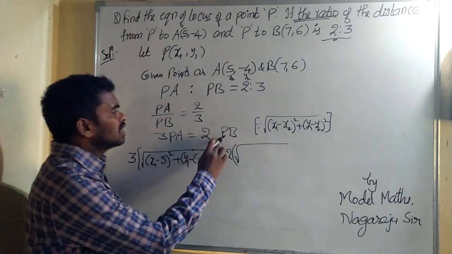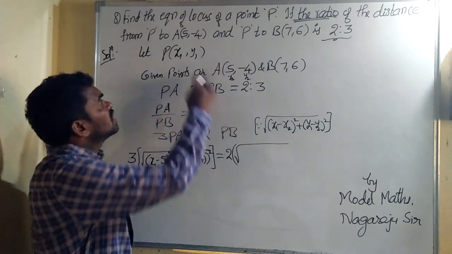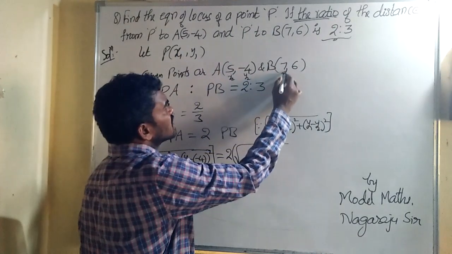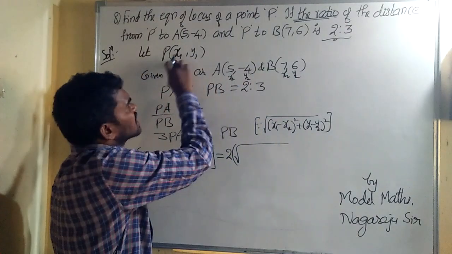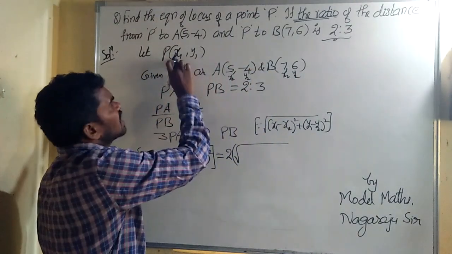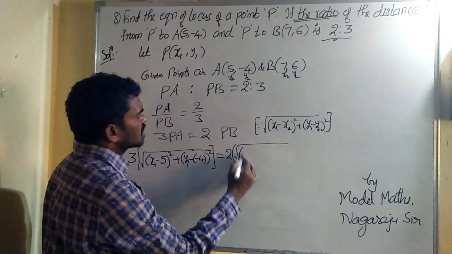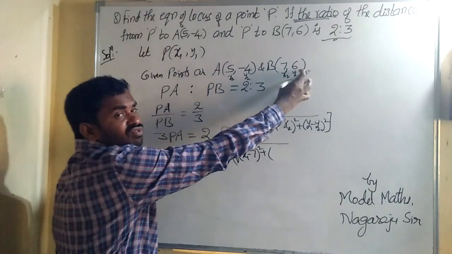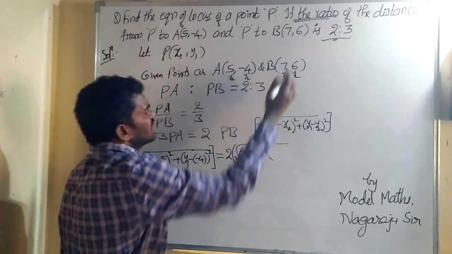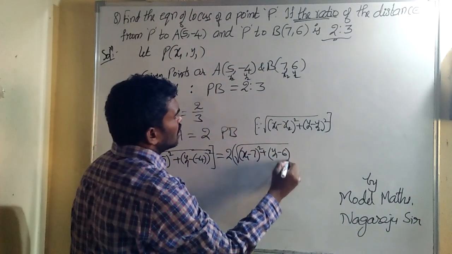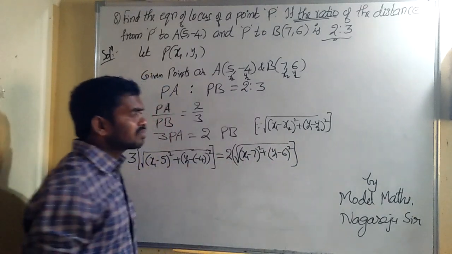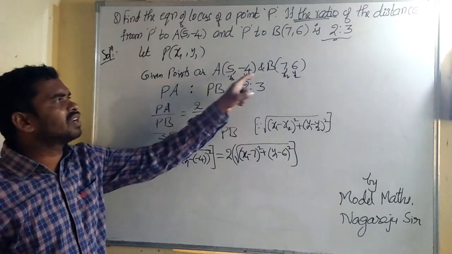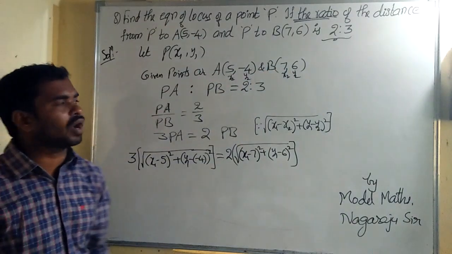PB means the distance from P to B. What is P? (x1, y1). What is B? (7, 6). This is taken as (x2, y2). So now apply: x1 minus x2 means x1 minus 7, (x1 minus 7) whole square, plus y1 minus y2 means y1 minus 6. Here in every sum (x1, y1) is the same, and (x2, y2) depends on the given point.